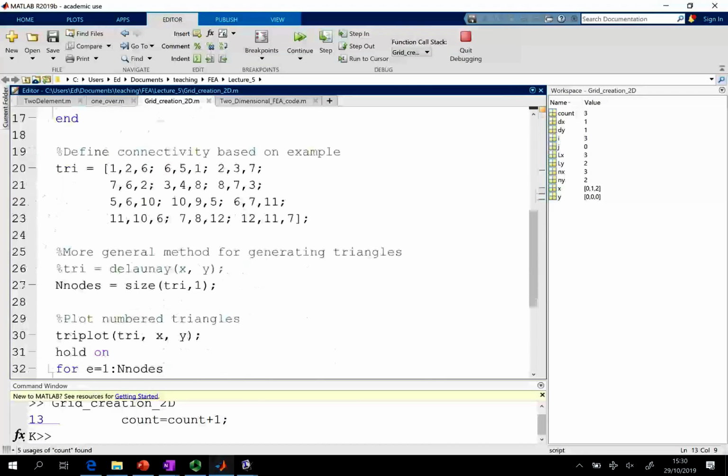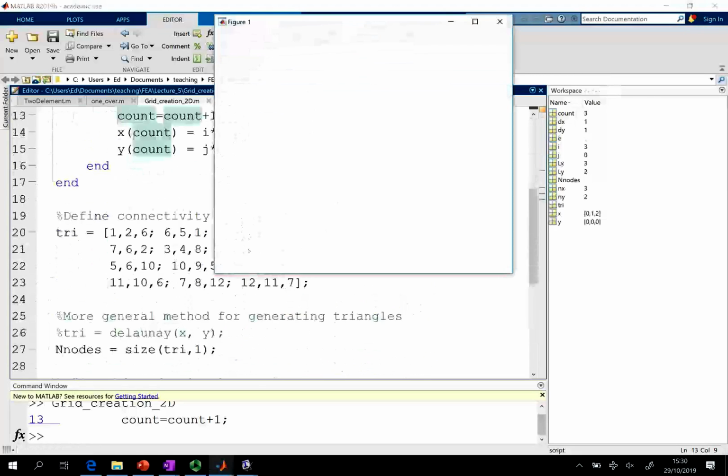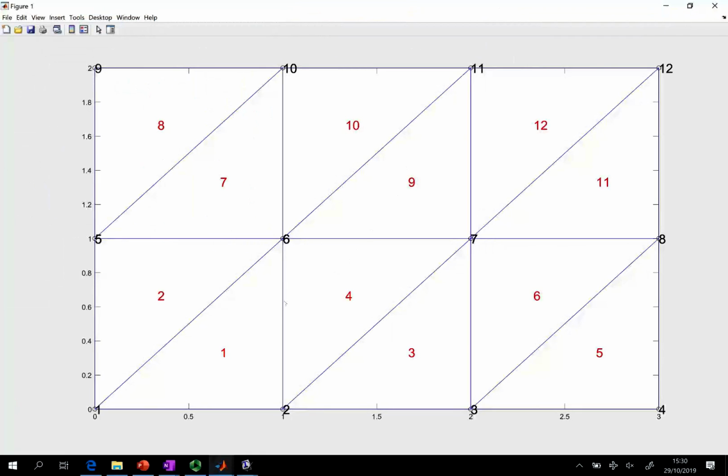Then we define this connectivity matrix, and then we plot it with triplot. So let me just run through. And what we see is essentially the same plot that you've just seen, and this is created now with Matlab.